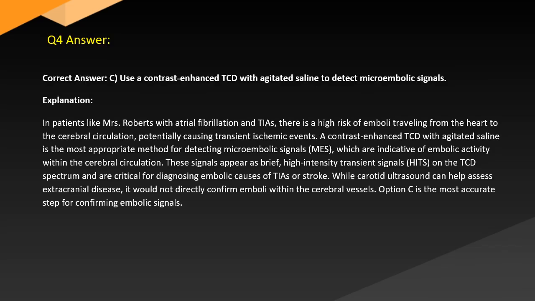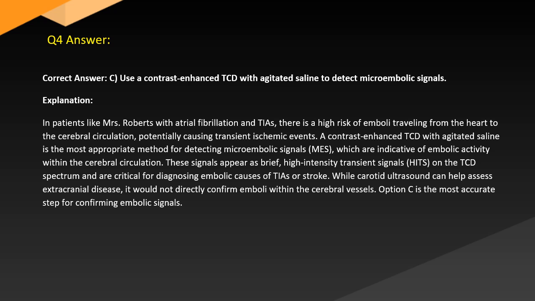Answer. Correct answer: C. Use the contrast-enhanced TCD with agitated saline to detect microembolic signals. Explanation. In patients like Isis Roberts with atrial fibrillation and TIAs, there's a high risk of emboli traveling from the heart to the cerebral circulation, potentially causing transient ischemic events. The contrast-enhanced TCD with agitated saline is the most appropriate method for detecting microembolic signals, which are indicative of embolic activity within the cerebral circulation.